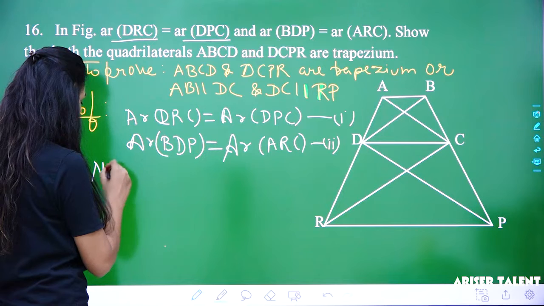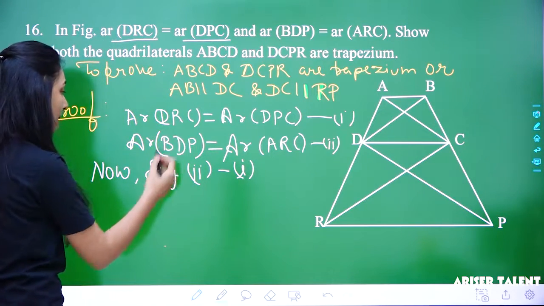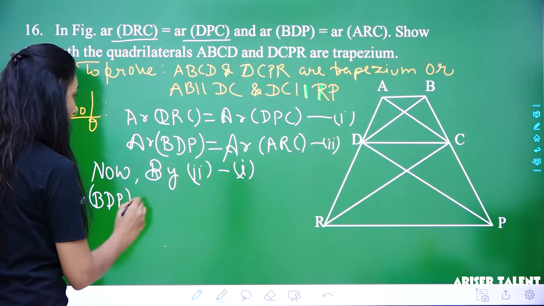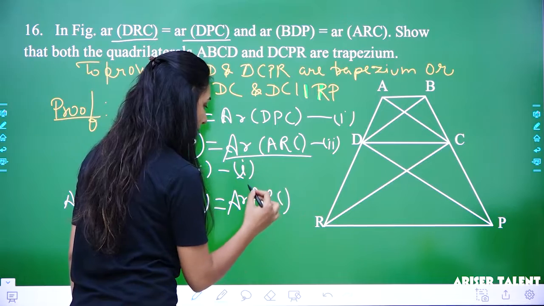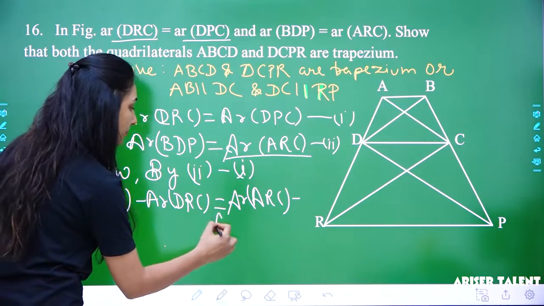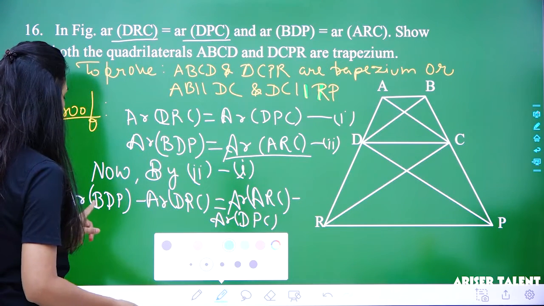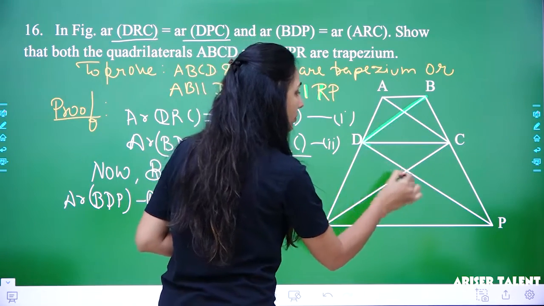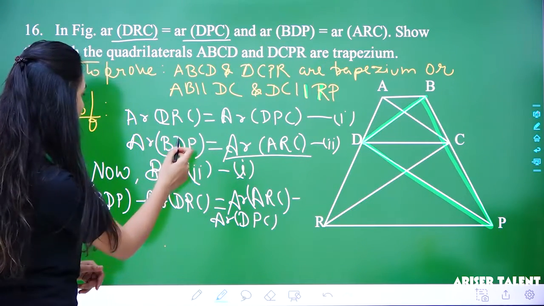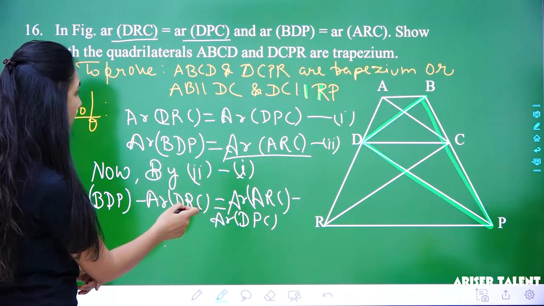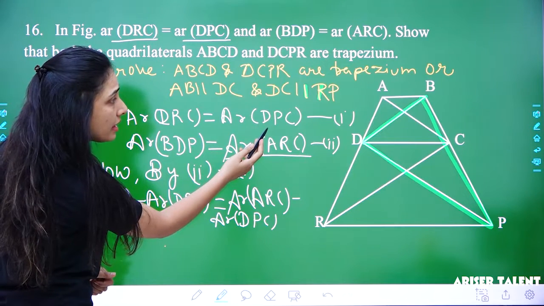Okay, now by second minus 1, what will we be having? Area BDP minus area DRC will be equal to area ARC minus area DPC. Now, tell me what is area BDP minus area DRC? Here we are having BDP minus area DRC, so we are having DPC here.